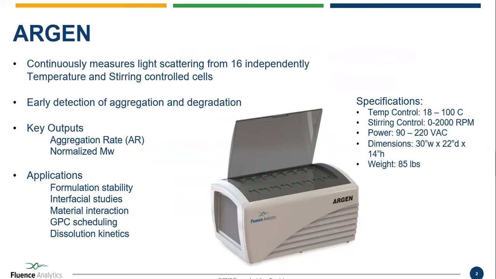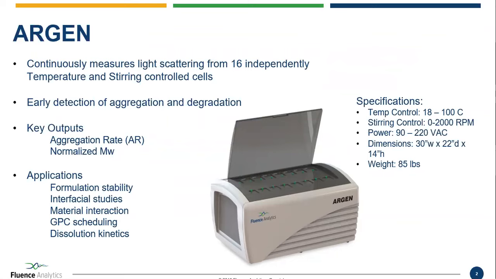The system itself is capable of early detection of aggregation and degradation of proteins. That's what a lot of people use it for as its main purpose, but there are a lot of other applications you can get out of the ARGEN system. The key outputs usually taken from this are the aggregation rate, which is basically just the change in the normalized molecular weight of proteins versus time, in terms of reciprocal seconds, and that can be used to determine an absolute value for the aggregation. Also, you can get the normalized molecular weight as the system changes through either thermal or stir stress in the system.